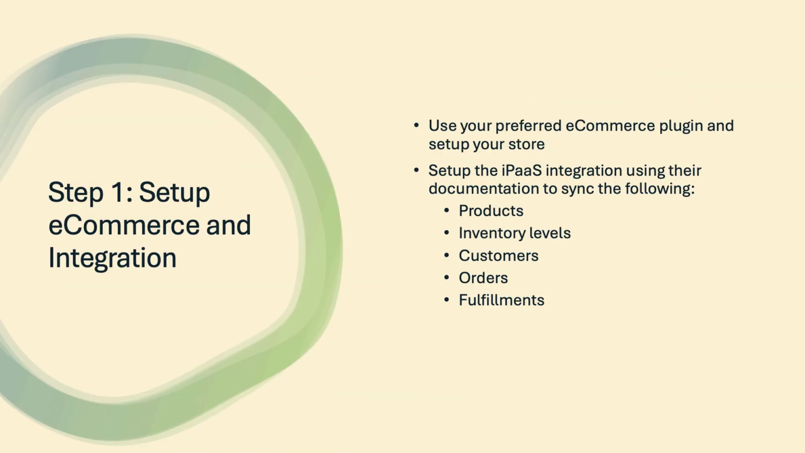So step one is you set up the e-commerce and the integration. You'd use your preferred e-commerce plugin and set up your store, and then you set up the iPaaS integration using their documentation to sync the following: products, inventory levels, customers, orders, and fulfillment. So on this one, as I mentioned before, you'd want to look at documentation, and that's going to be a really valuable resource.